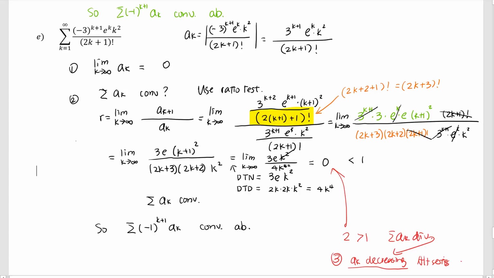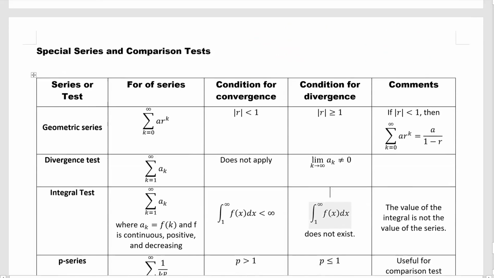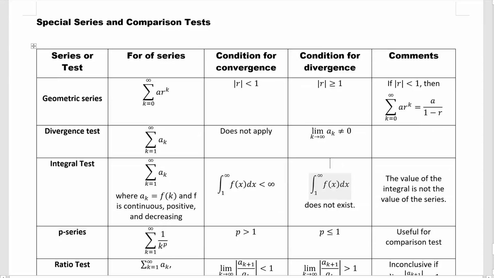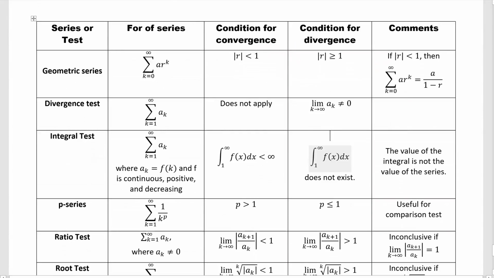All right, so let me delete this, because I don't want you confused and thinking this is part of the solution of this problem. What's next? Here I give you a table so that you can compare the special series and the tests. The special series are the geometric series, the telescoping series, and the P series.